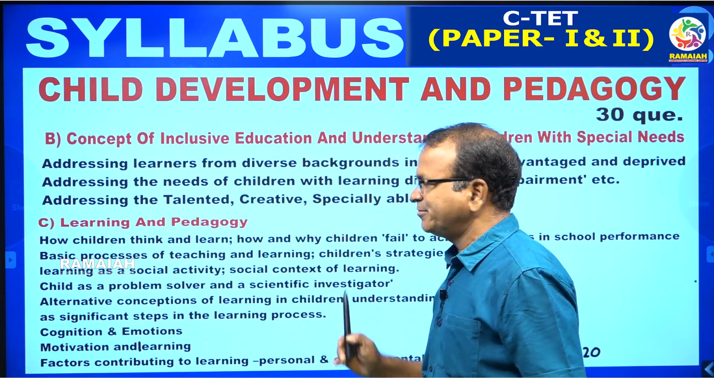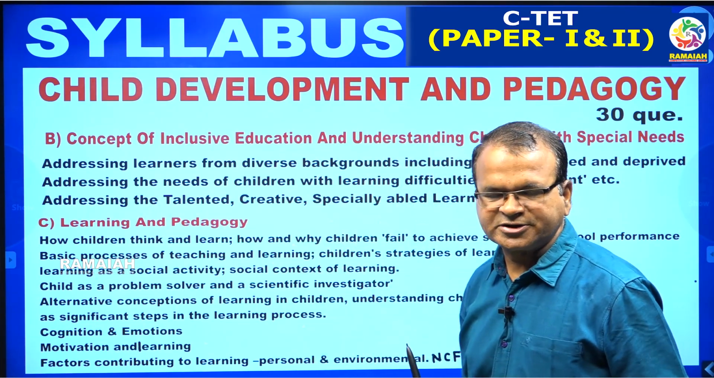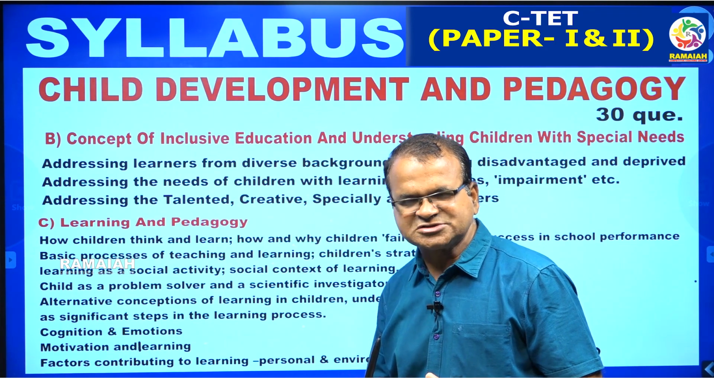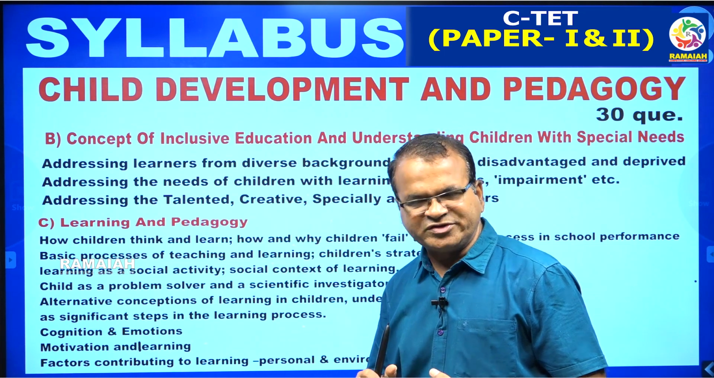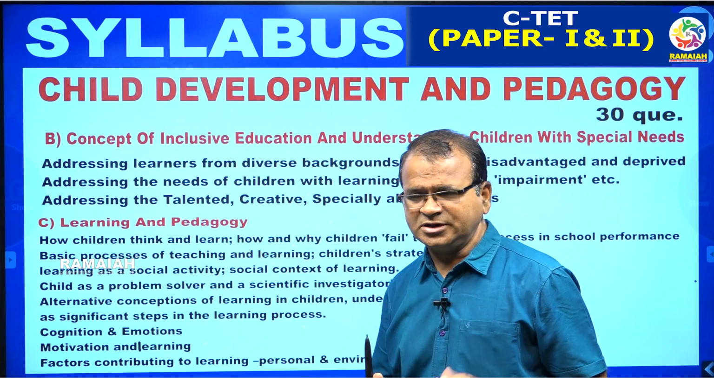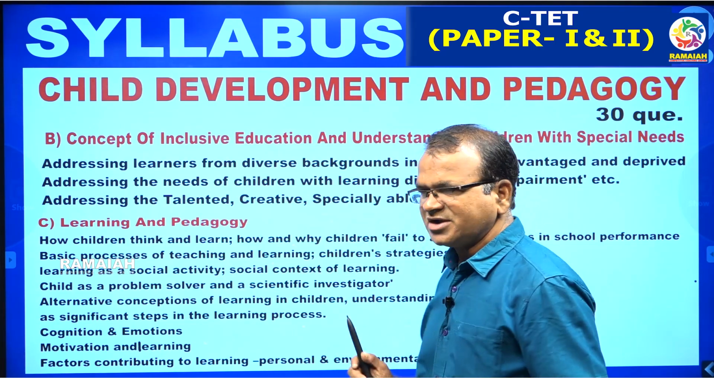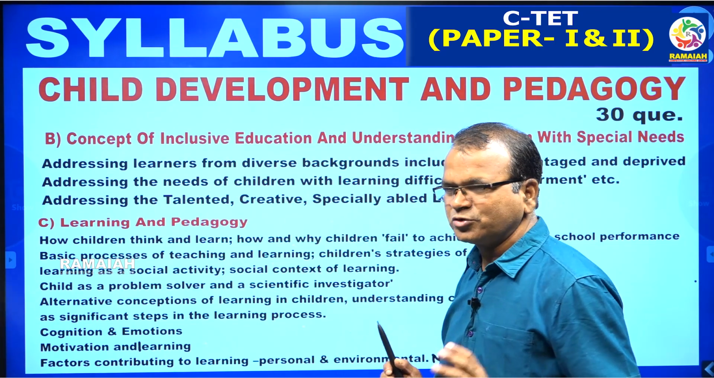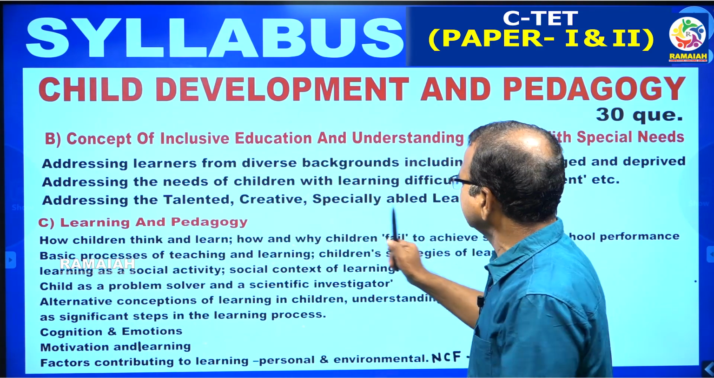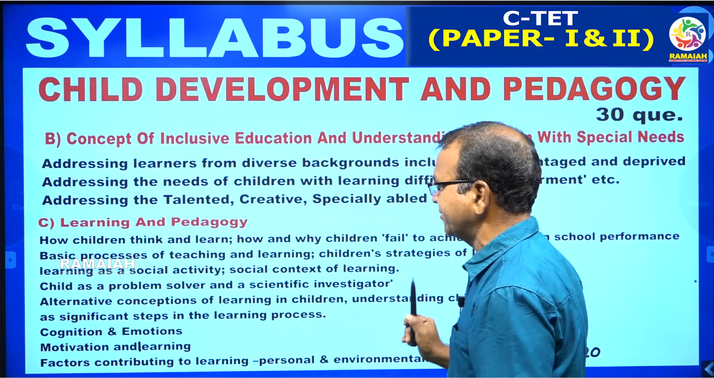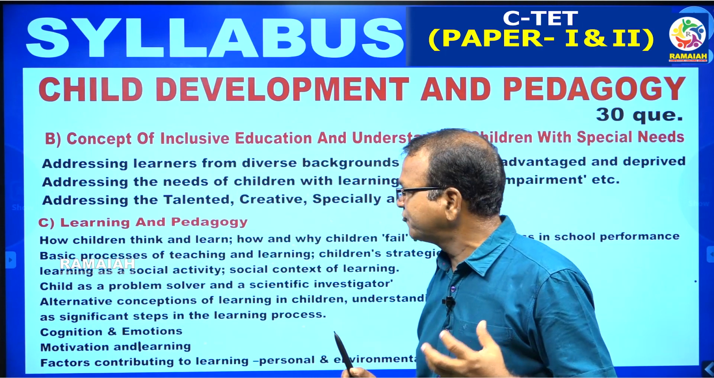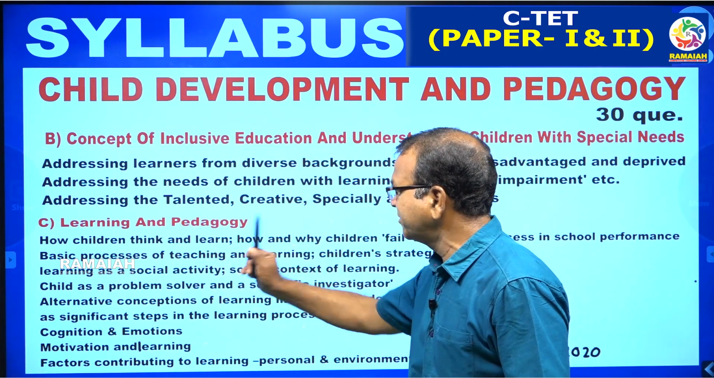So in this concept, we are going to address what learning difficulties there are, how these learning difficulties are basically possessed by the children, whether they are natural, whether they are trainable, whether they are solvable. When you understand their learning abilities, then you can give learning experience to a child. So inclusive education is also a very important part of it. And the most important, the different types of questions come from the third part, that is learning and pedagogy.